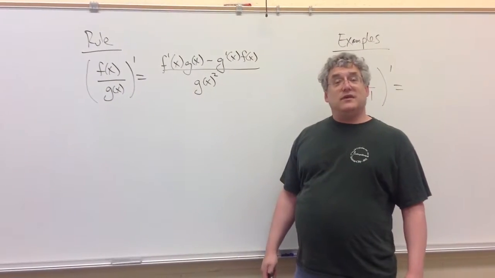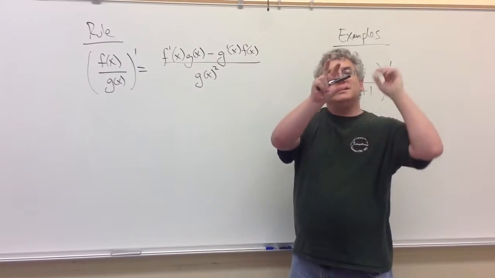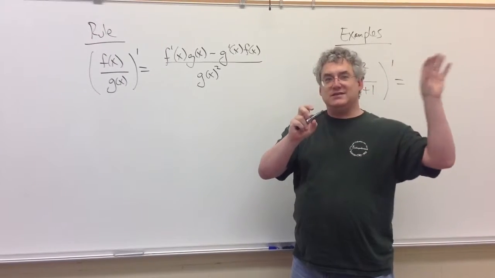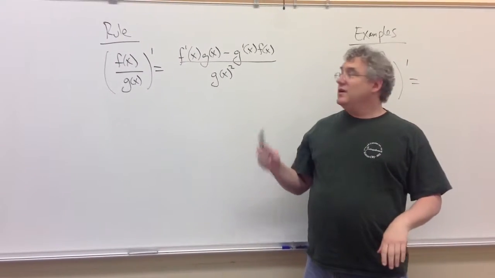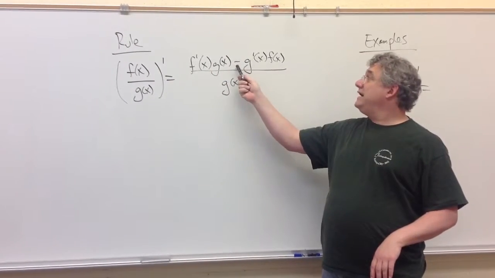Well, do you remember what the derivative of the product rule was? It was f prime times g plus g prime times f. So the f prime and the g kind of balance together, the g prime and the f balance together, and there's a plus in between. So that was multiplication. Division is kind of the same, but with a minus in between.